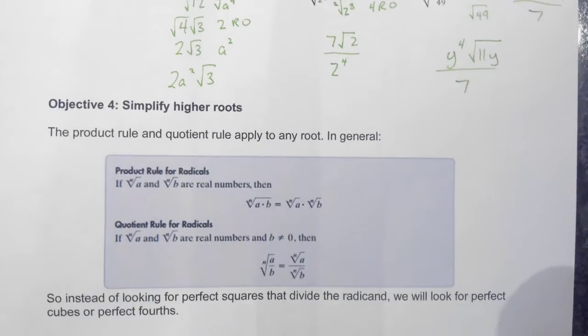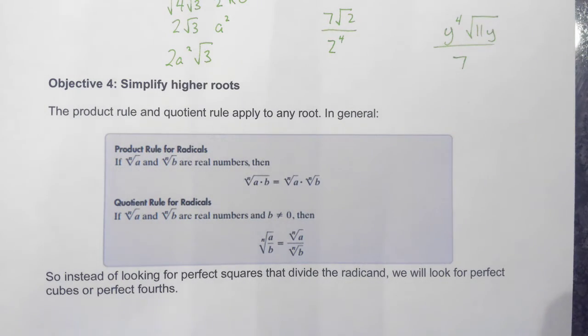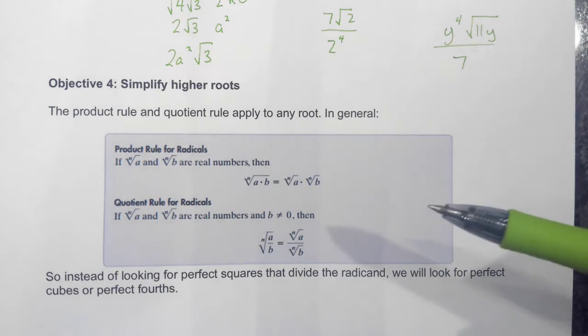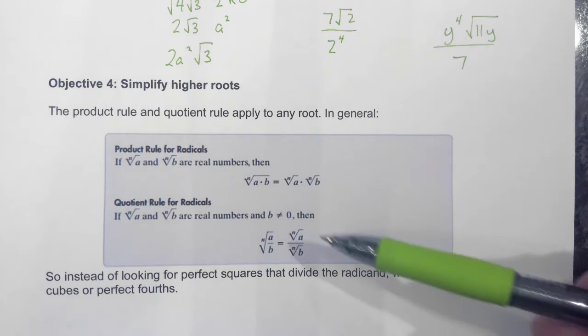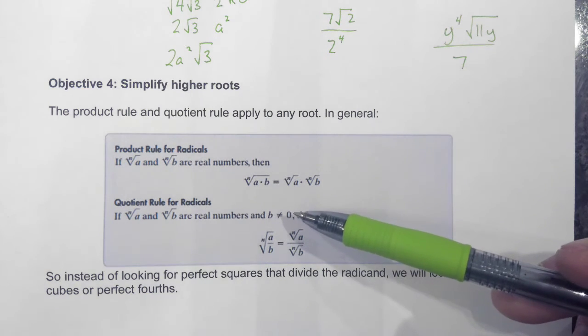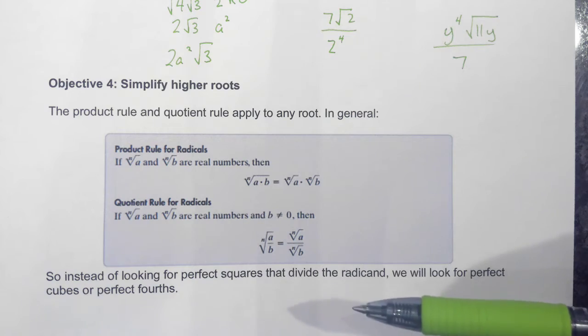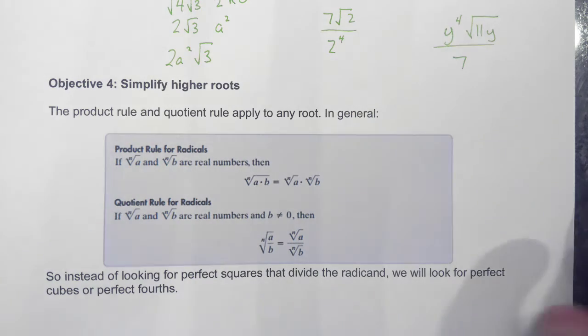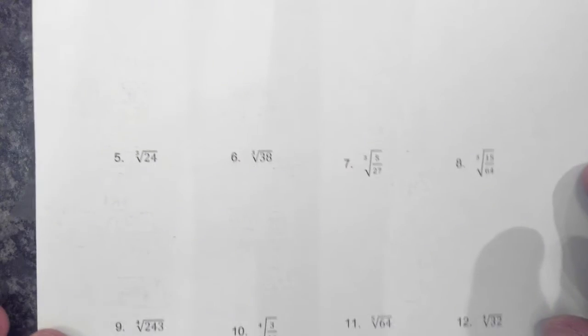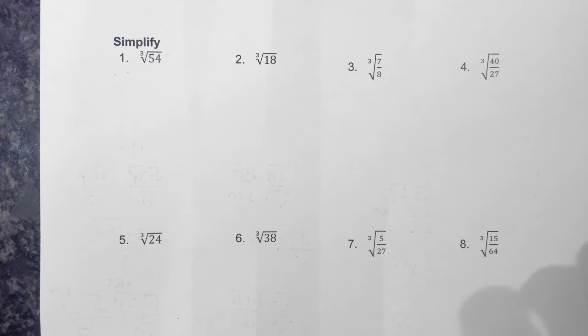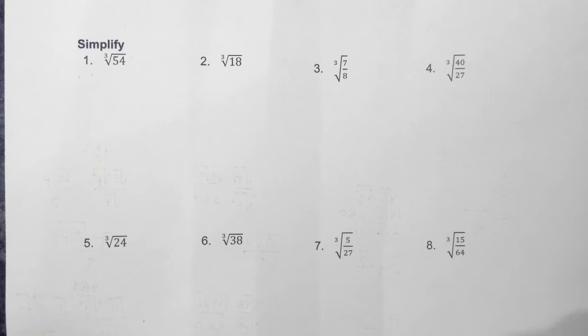Objective 4, it's just saying that we can do the product rule and quotient rule for any exponent. It doesn't have to just be square roots. So we're going to be looking for cube roots and fourth roots. So on this one, we're going to have to think about perfect cubes and perfect fourths. And our list was extensive yesterday with cubes and fourths and maybe even fifths. It's going to be even less.